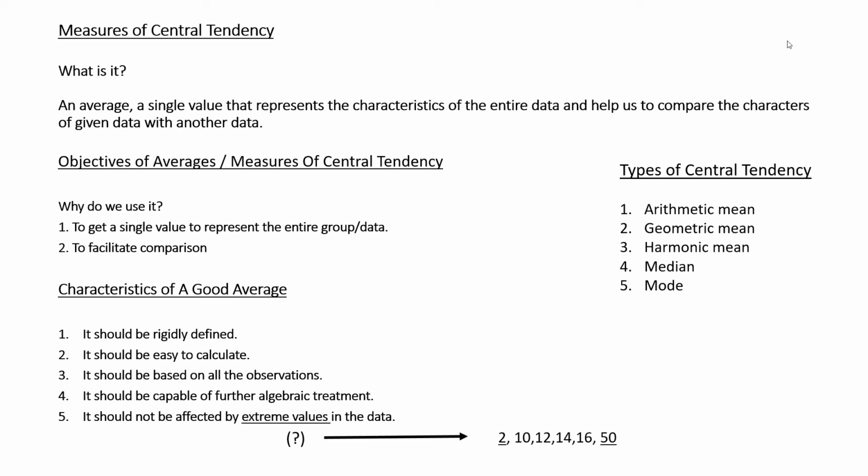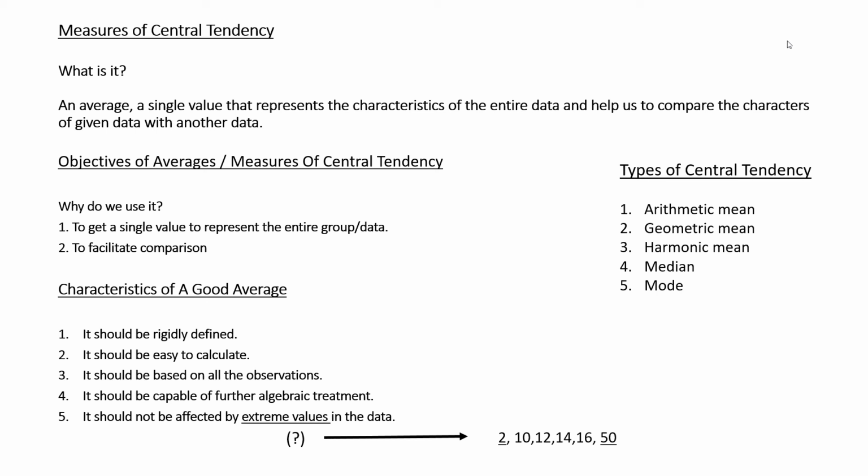Now the last characteristic we will discuss is that it should not be affected by extreme values in the data. Now what are the extreme values and why should it not be affected? Here just look at the figures. I have put some figures. The first one is 2, then 10, 12, 14, 16 and the last one is 50. Now look here, 2 and 50 are extreme values. Why? Because these are far different from the rest.